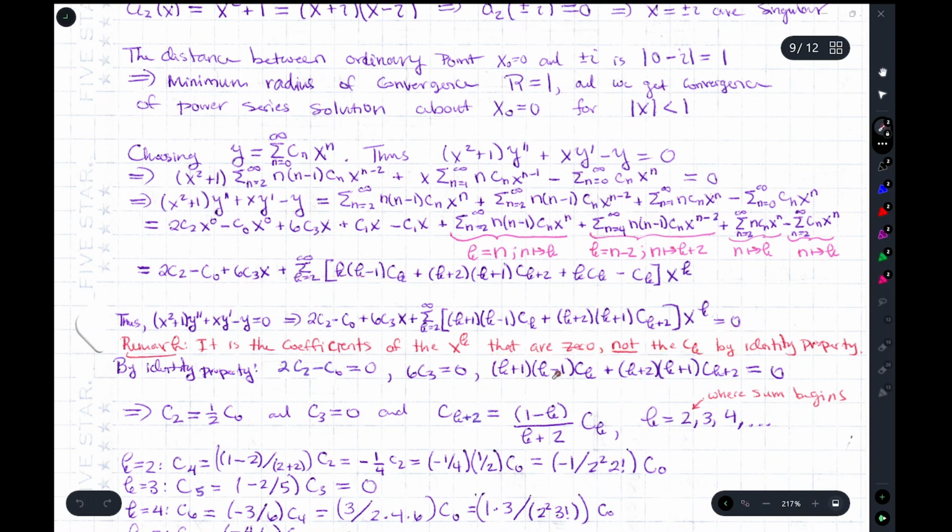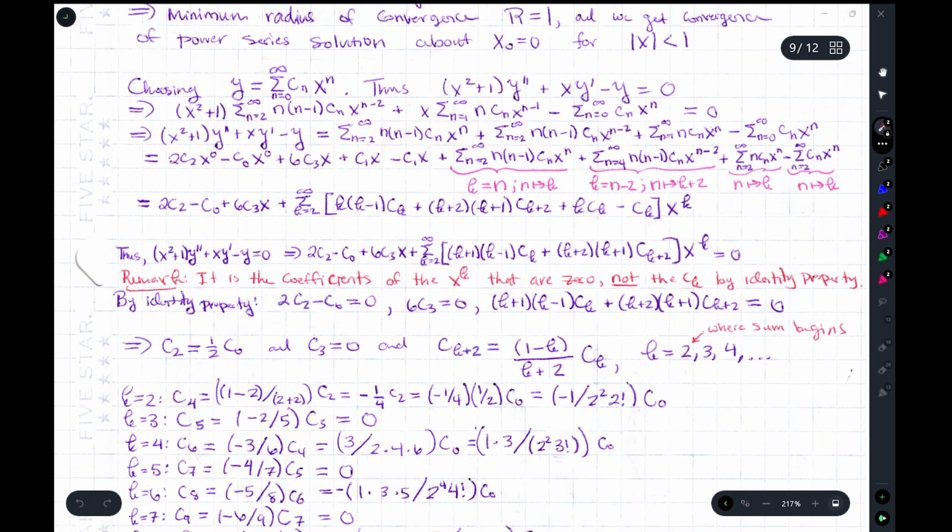The identity property is not telling you that the ck's are 0. It's telling you that the coefficients in this expansion are 0. And so these are the coefficients of the powers of x. So we have these three relations. This one here gives us this c3. This gives us that, and we get a recurrence relation. Why does k equal 2 here? Well, this is where the sum begins.